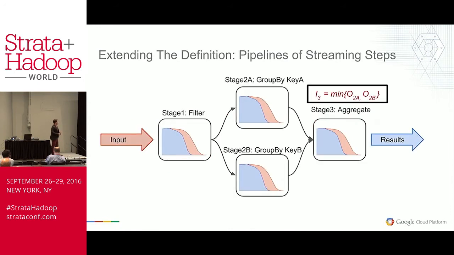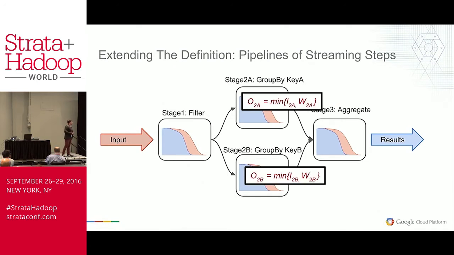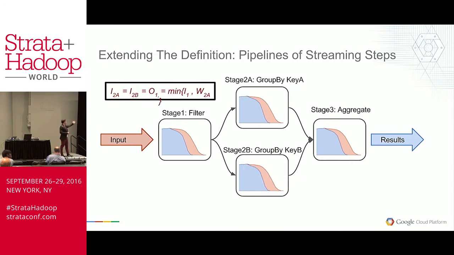And in a graph, that will mean that the input to stage 3 is the minimum of the outputs of stages 2A and 2B. The outputs of stages 2A and 2B will be the minimum of what's being processed in stages 2A and 2B and their inputs. The inputs to stage 2A and 2B will be the output of stage 1 and what's being processed in stage 1, which is the minimum of the input to stage 1, which leads us to the critical question. What is the input to stage 1?